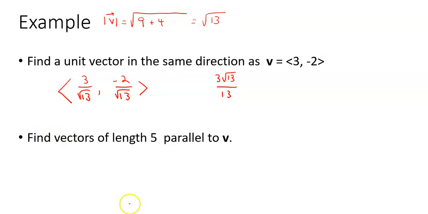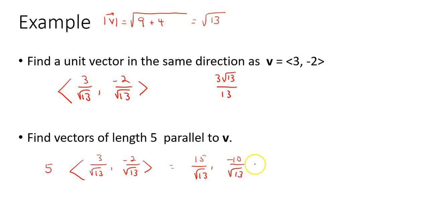Find vectors of length 5 that are parallel to v. Well, here, can I be cheap for my answer? If I know that this thing here is 1 unit long, and I want something that's 5 units long, why not just take what I have, multiply it by 5? All right, so I can take something that I already know the answer to, and now I've got 15 over root 13 and -10 over root 13. So those are both of length 5, parallel to vector v.